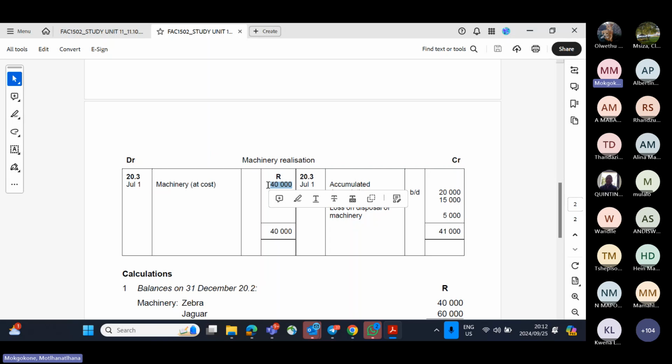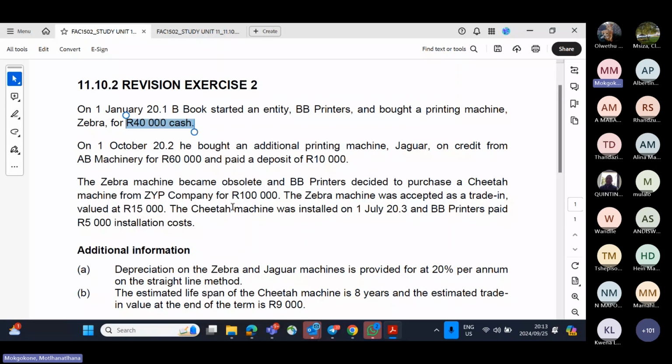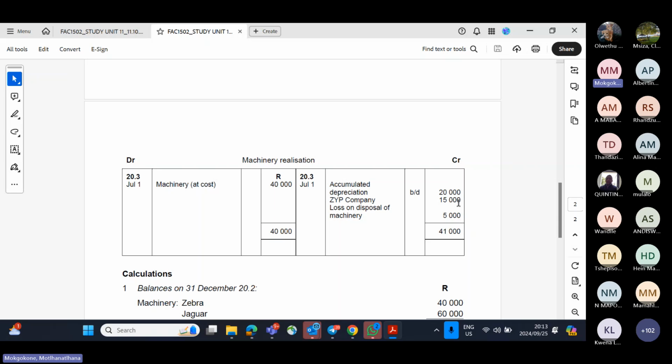Maybe it's step 3, I don't remember. If they refer to study unit 11, they can see the steps. I think we followed all the steps. The other one is the trade-in value, the 15,000 given here. We traded in the machine, so we debited the asset by 15,000 and credited our realization account.